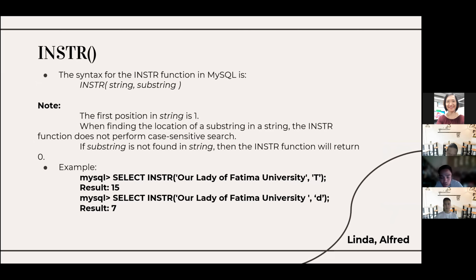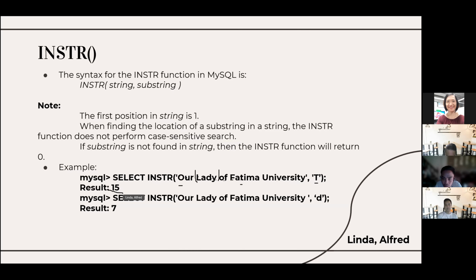String function. Basically, what this syntax does is count the substring of a number. In our example, we have MySQL, select string, Our Lady of Fatima University, comma, T. So we'll begin counting from here up to here. That's 1, 2, 3, 4, 5, 6, 7, 8, 9, 10, 11, 12, 13, 14, 15, including the spaces in between these texts, which is why the result is 15.